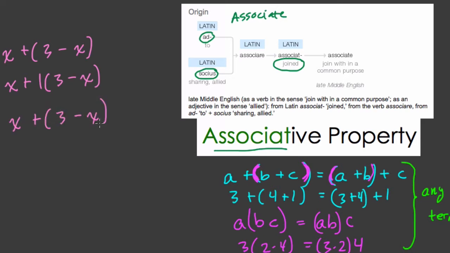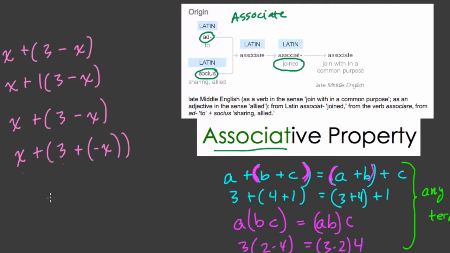Now we have subtraction here, right? And the associative property only works for addition and multiplication, not so much subtraction or division. But fortunately, we can always think of subtraction as addition. We can think of this as x plus 3 plus negative x, right? Now we're adding our 3 terms. We're adding the x, the 3, and the negative x. So the associative property says that we can regroup these in any way we want, right?